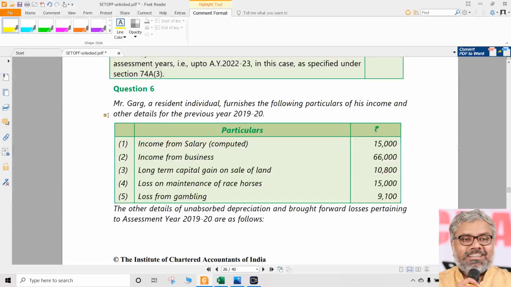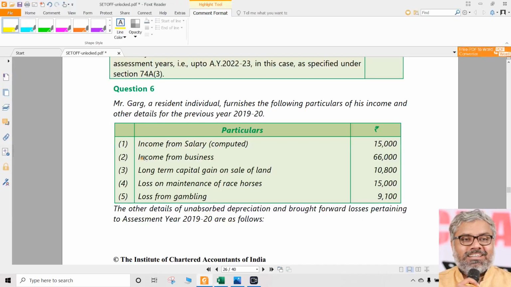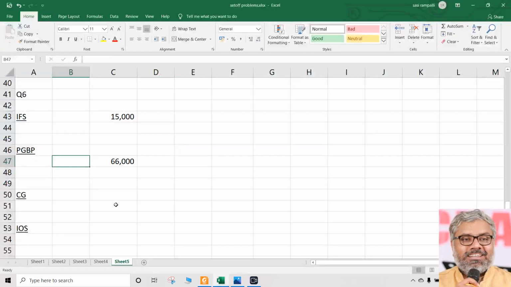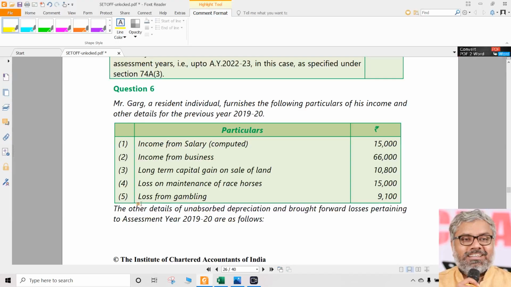Positives first. 15,000 income from salary. Income from business is 66,000. This is also to be taken since it is also positive. Then we have long-term capital gain. This is also positive. That is 10,800. That is long-term capital gain, clearly to be segregated.